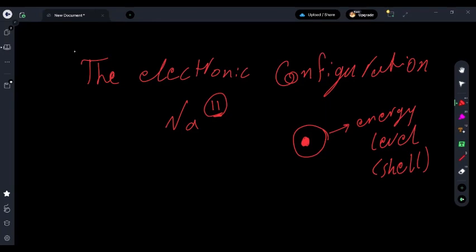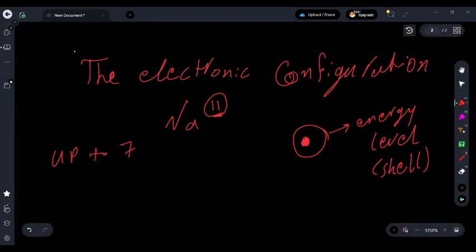Okay? Now, the maximum number of levels inside any atom in the periodic table is up to 7 energy levels, or up to 7 shells. Okay? So, how can we distribute those 11 electrons around the nucleus here inside the shells?